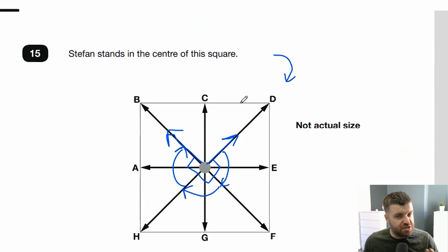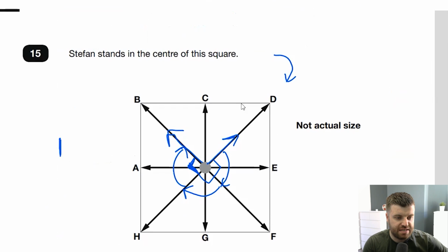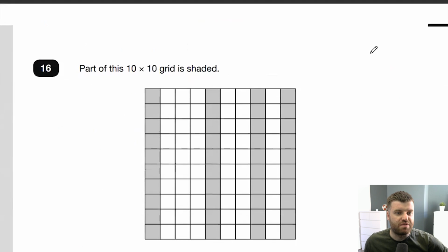The only reason this was a bit trickier than normal is because the right angles are on a diagonal. Can you see that? We're used to seeing right angles like this, aren't we? But it's still a right angle, even if it's on a diagonal, just like that. Well done on that question. Let's move on to 16.